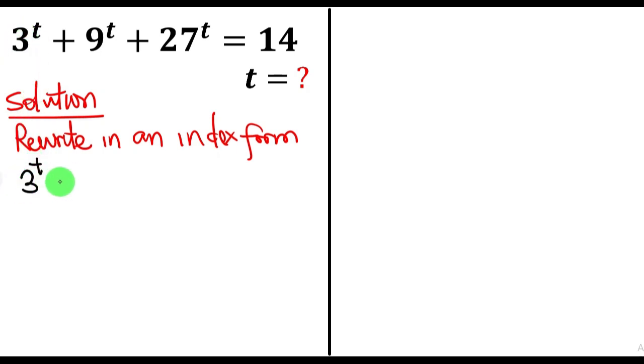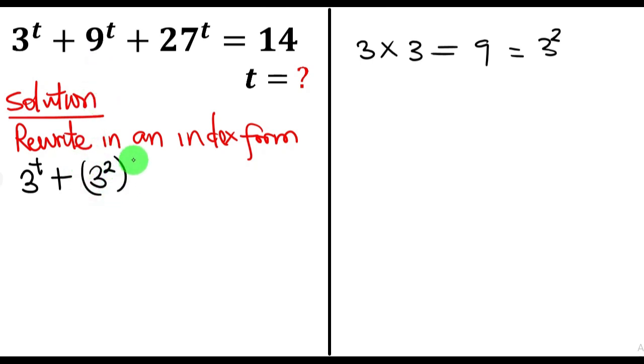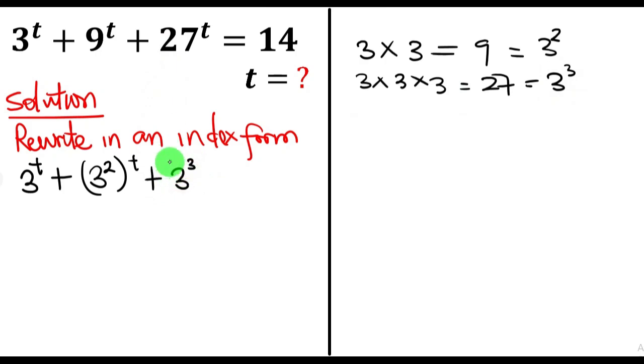It's still 3 raised to the power of t, then plus 9, which I'm going to write in index form because 3 multiplied by 3 equals 9, which is 3 squared. So I have 3 squared here, with the power of t still there. Then plus 27, which is 3 multiplied by 3 multiplied by 3, which is 3 raised to the power of 3. So instead of writing 27, I'm writing 3 raised to the power of 3, with the power of t still there, and this equals 14.